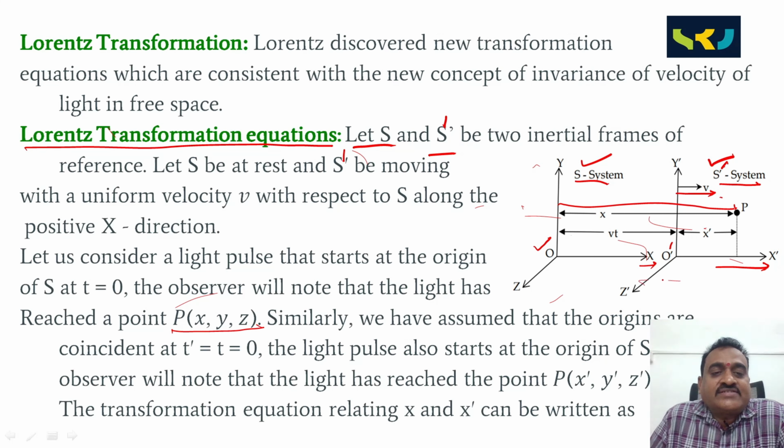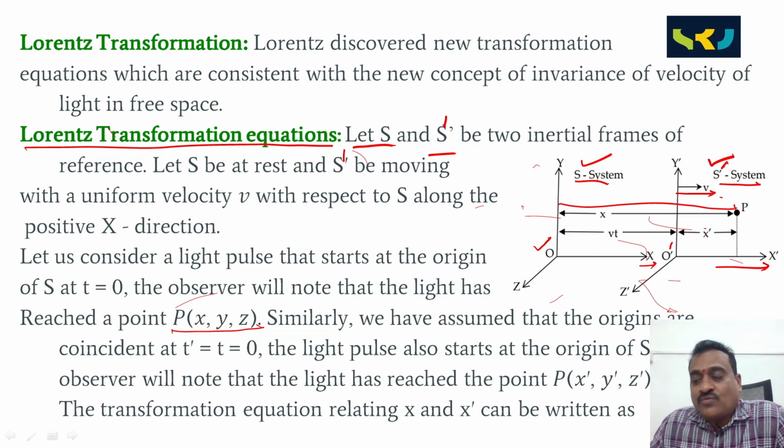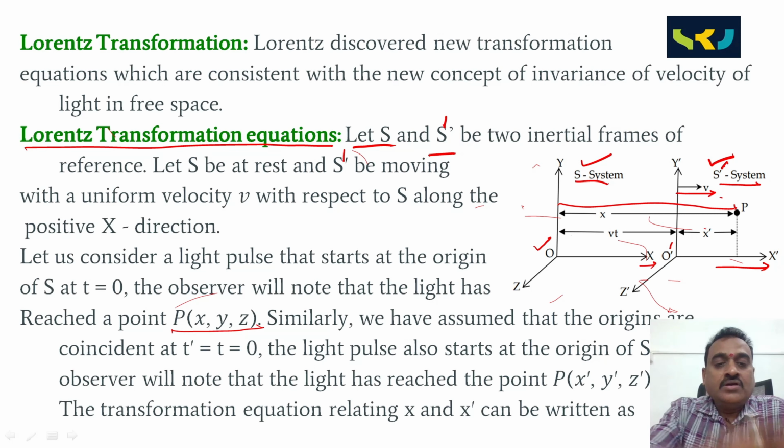What I am saying is, let us consider a light pulse that starts at the origin O, or observer O, at t equal to 0. The observer will note that the light pulse has reached a point P with the coordinates x, y and z.